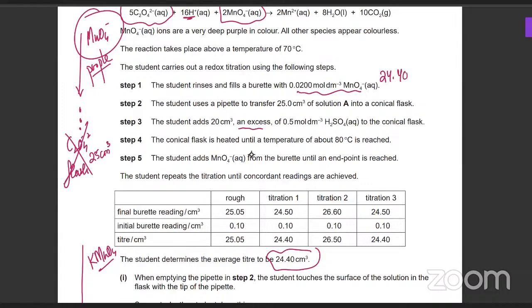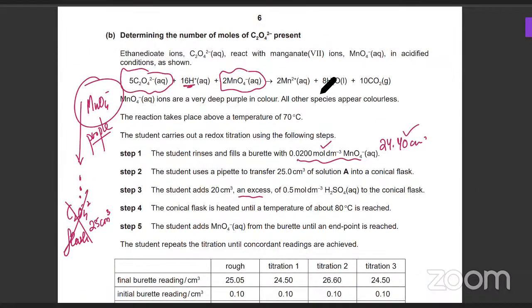Can somebody tell me how many moles we have? Like the KMnO4 that you're adding from the top, that's 24.4 and 0.02. So how many moles do we have? 4.88 times 10 to the power -3. So you're getting 4.88 times 10 to the power -3.